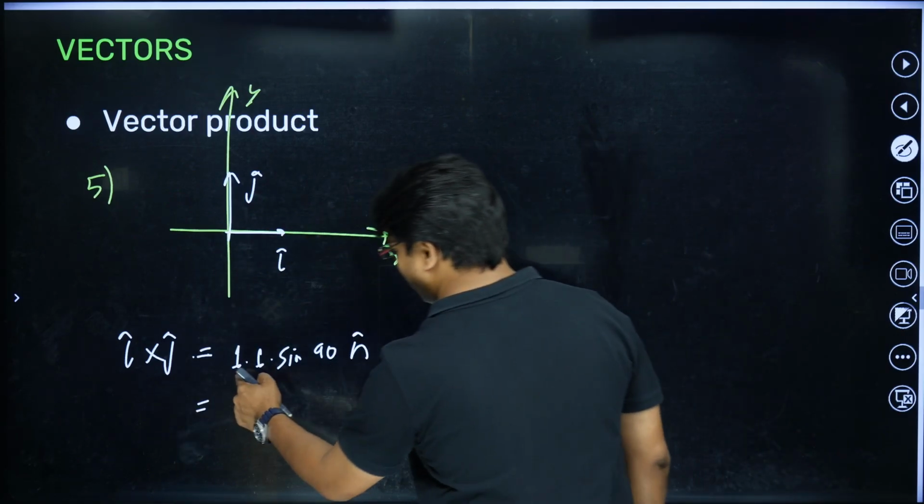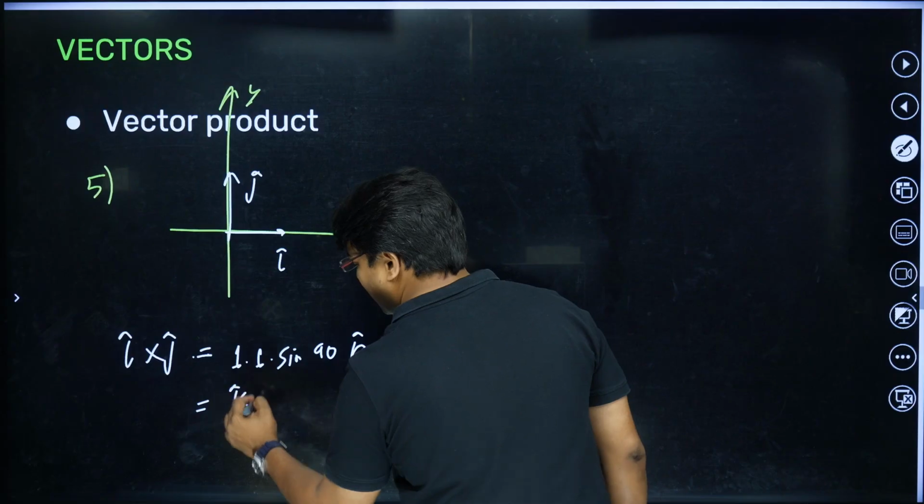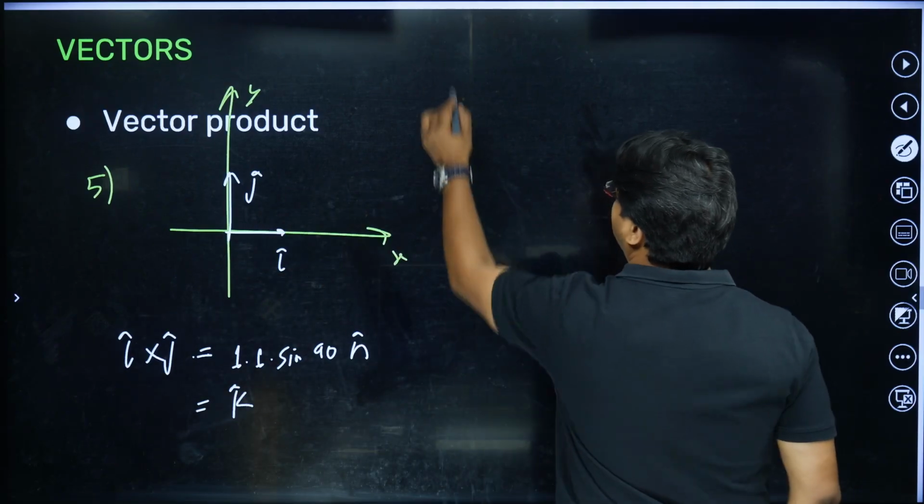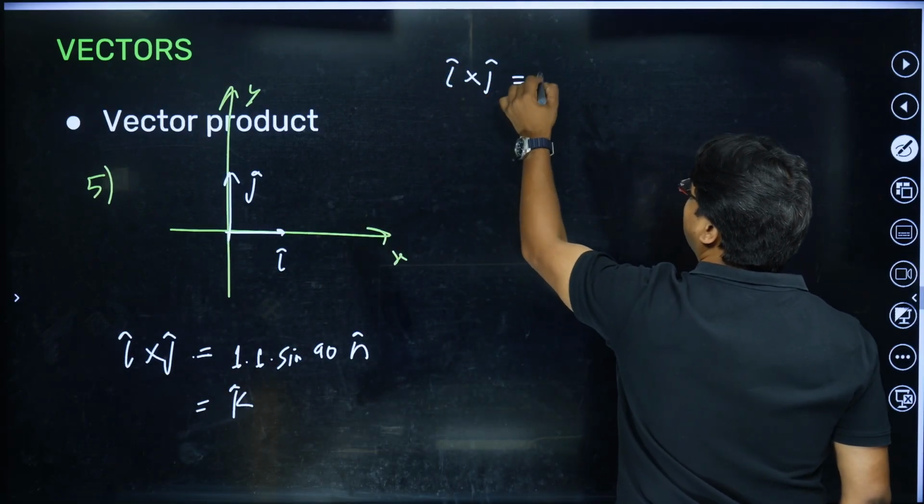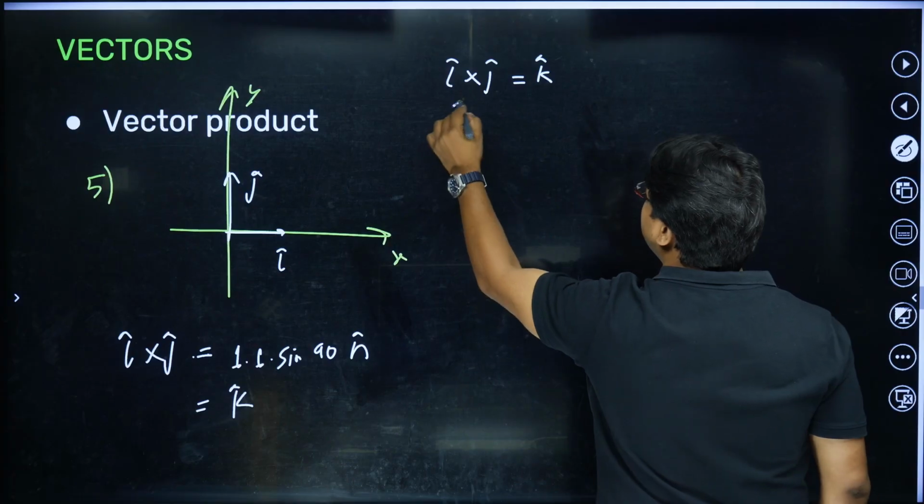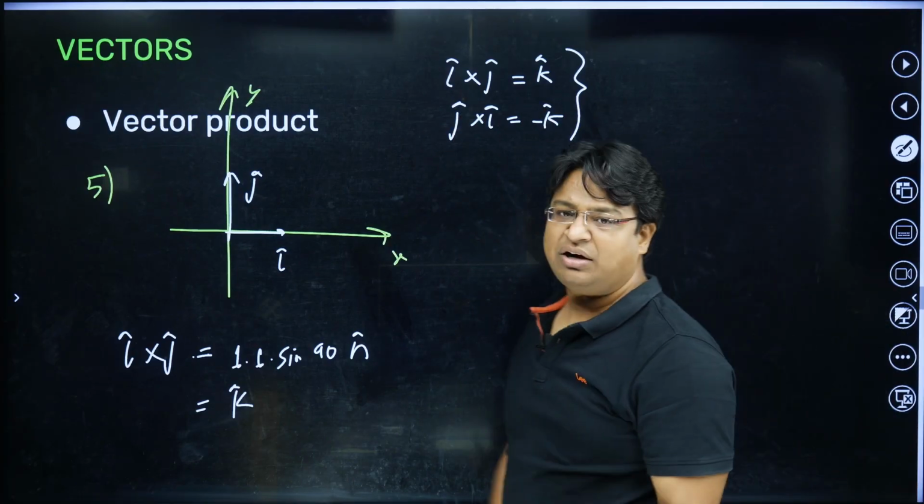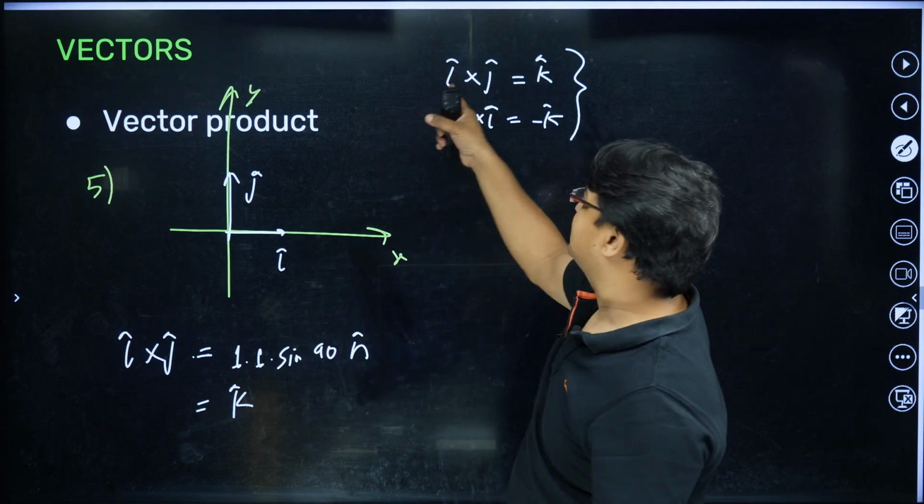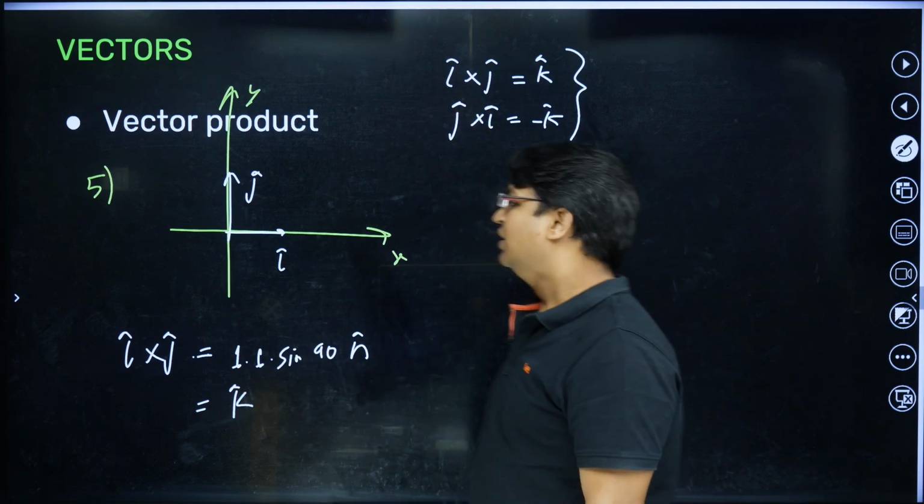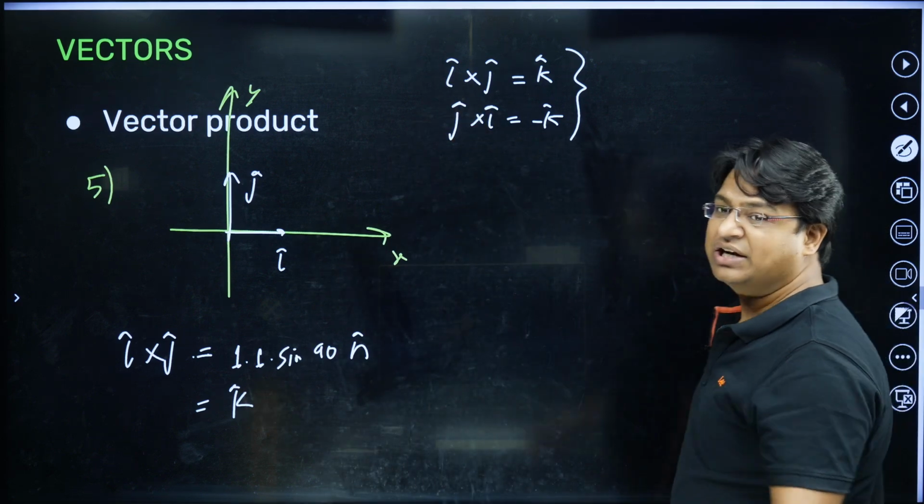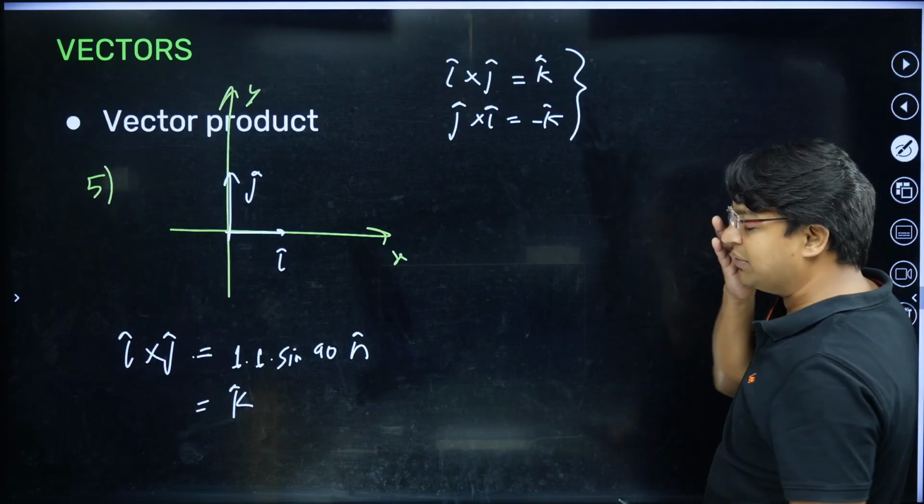So this is 1, 1, 1 k cap. So I cross j is k cap, which also means that j cross I would be minus k cap, because we know that when we interchange the places in a cross product, we get a negative sign. The result gets multiplied by -1.